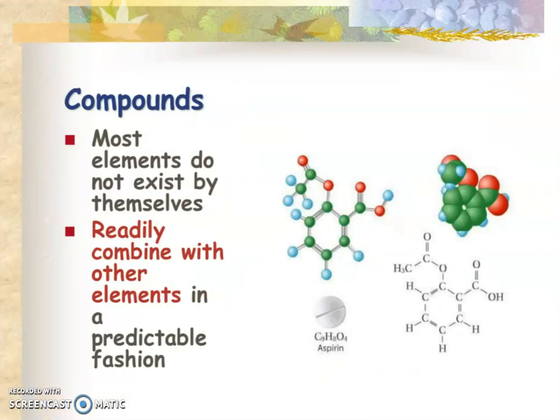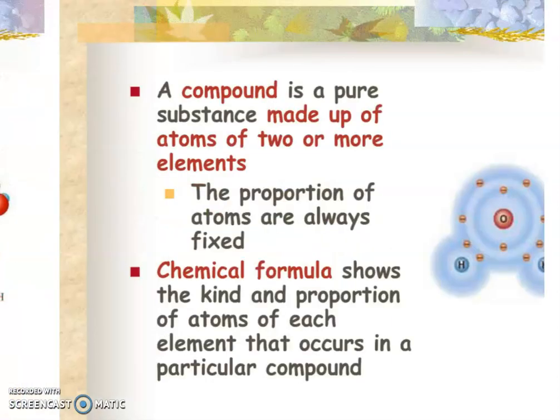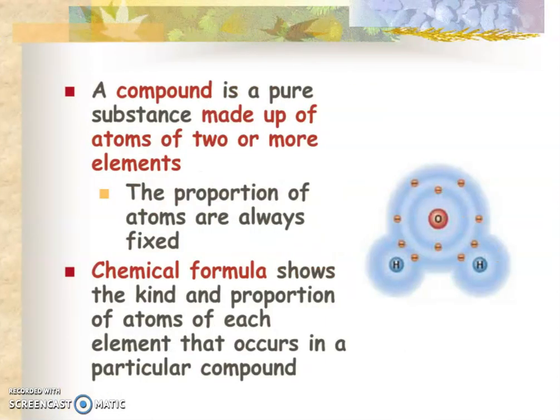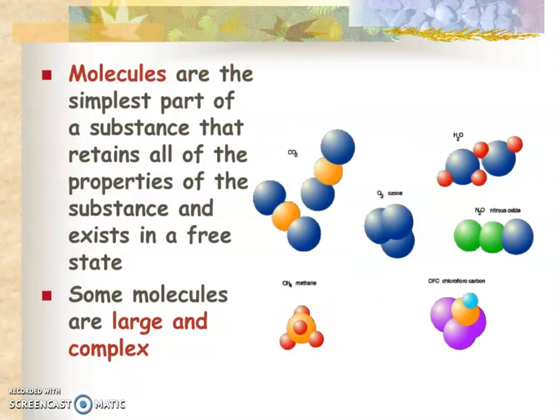Now compounds. Most elements do not exist by themselves. They readily combine with other elements in a periodic table fashion. So this is the compound you can see. A compound is a pure substance made up of atoms of two or more elements. The proportions of the atoms are always fixed. So a chemical formula shows the kind and proportion of atoms of each element that occurs in a particular compound.